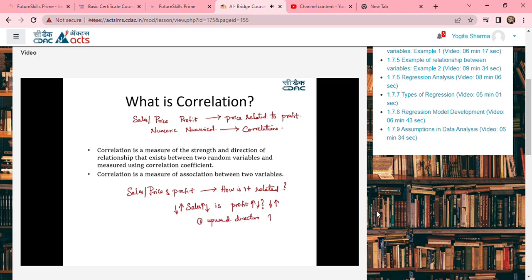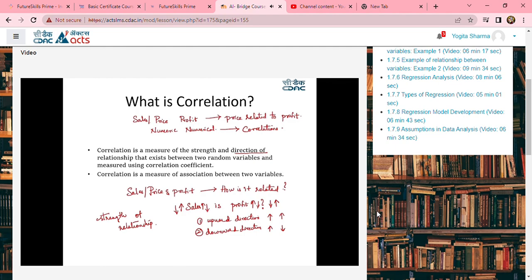That is, if one parameter increases, the other parameter increases. Are they related in a downward direction? That is, if one parameter increases, the other parameter decreases. This talks about the direction of the relationship between the two random variables. Now, if these two are related to each other, what is the strength of the relationship? This is what correlation talks about.